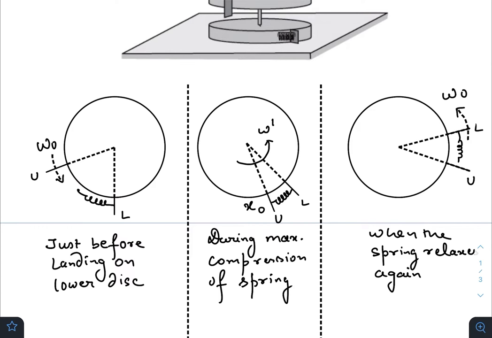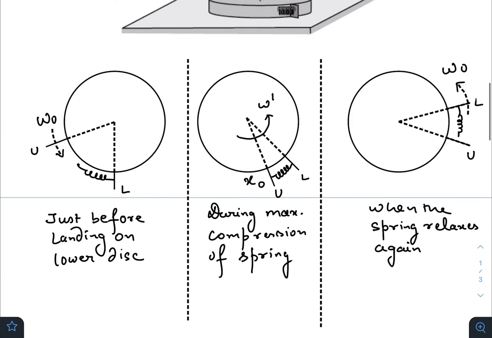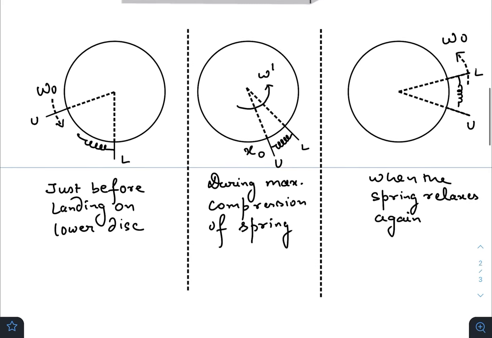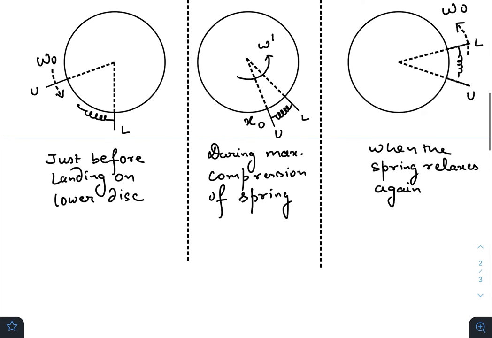Okay, and this spring will basically increase the angular velocity of the lower disc, and it will also decrease the velocity of the upper disc. So after some time, both the discs will have some common angular velocity, and that will be the situation for maximum compression. So here we will use angular momentum conservation and total rotational energy conservation.